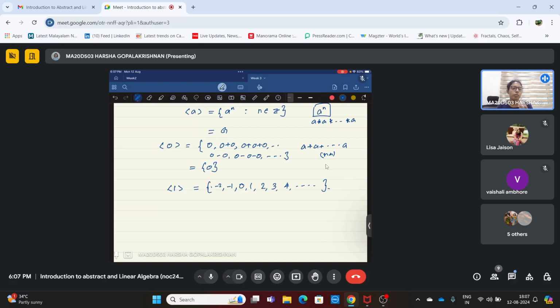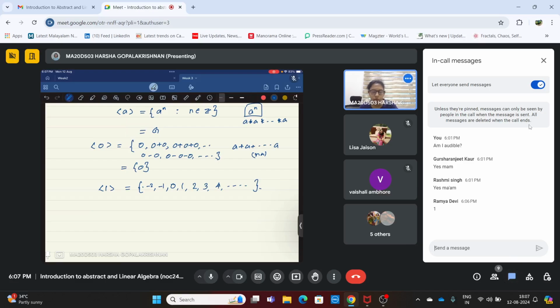Now, can anyone think of any other generator for this group? What about 2?